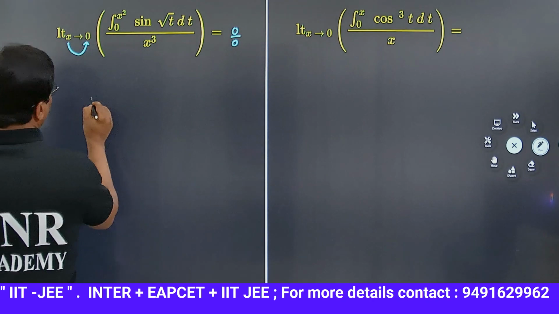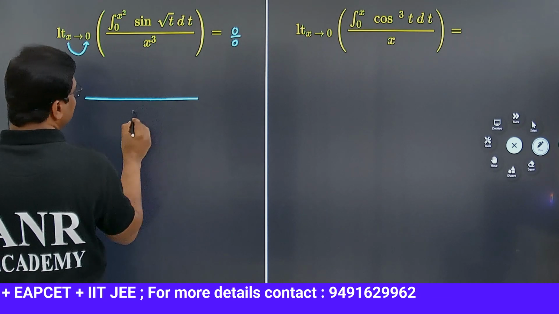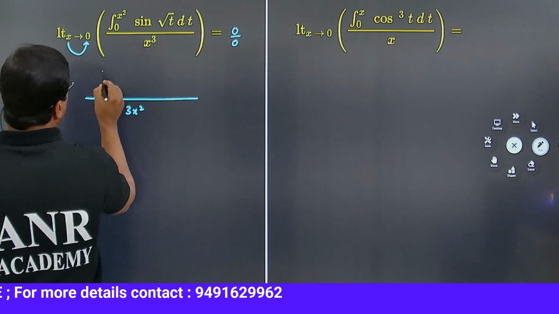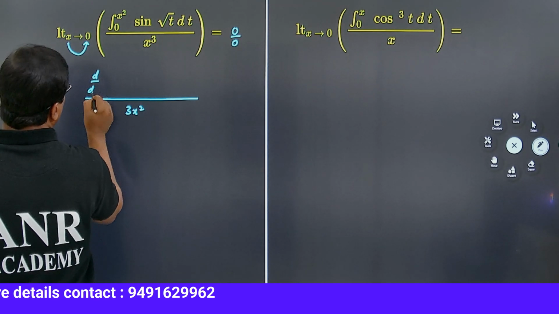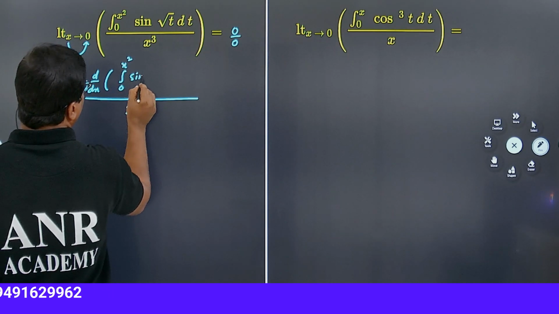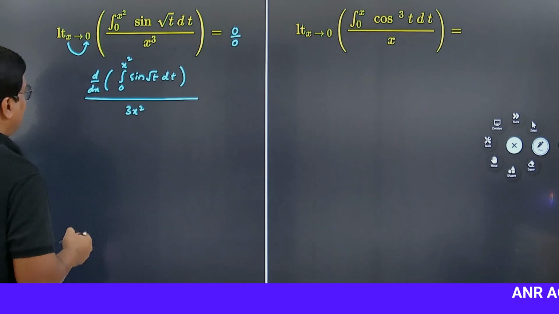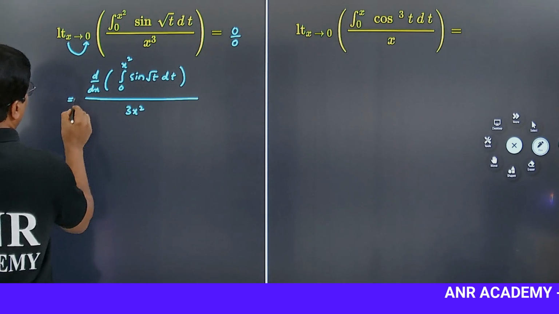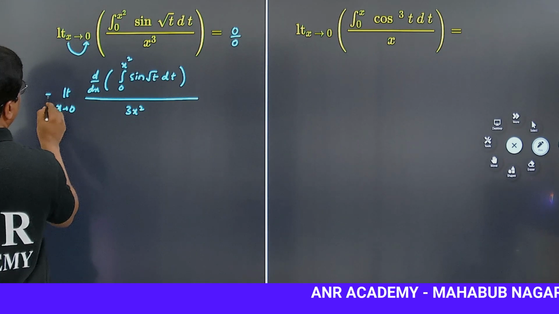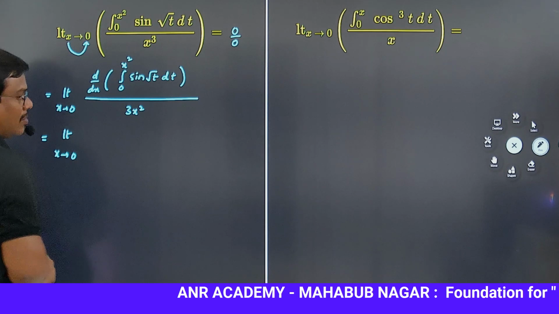L'Hopital's rule says that you have to differentiate both numerator and denominator. I am going to differentiate this x cube, derivative 3x square. Next here, d by dx of integral 0 to x square sine of root t dt. Okay. Now you have to apply limit x tends to 0 for this. As x tending to 0, limit x tends to 0.